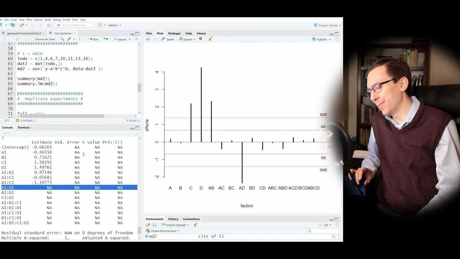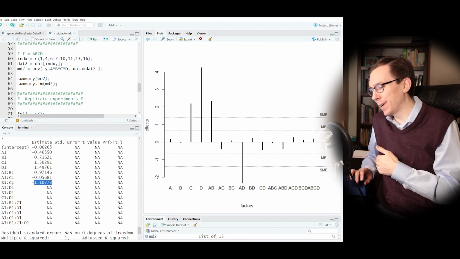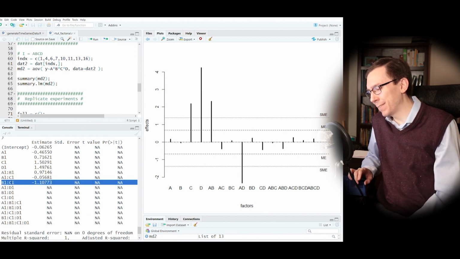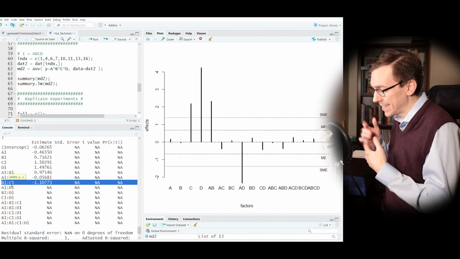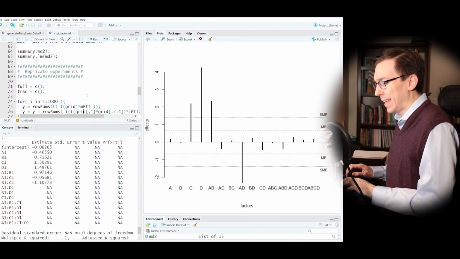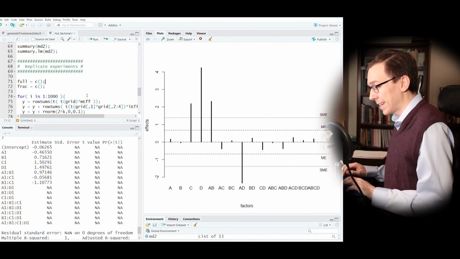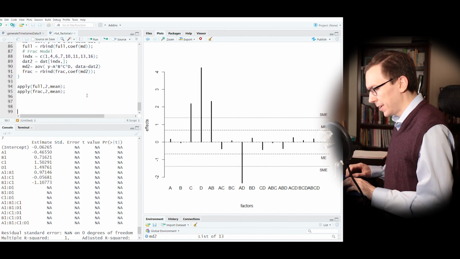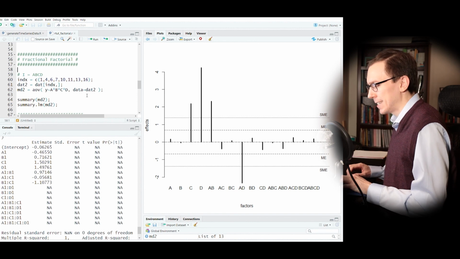AD is the significant one, but we no longer can detect that because we have to identify that actually these two terms are aliased together. So the significance here could be coming from BC, but it could be coming from AD. In this case, it's actually coming from AD because that's how I generated my data. But without more data points, we wouldn't be able to de-alias that. Yeah, no, I'm not going to do this. This was just where I replicated this thing lots and lots of times.